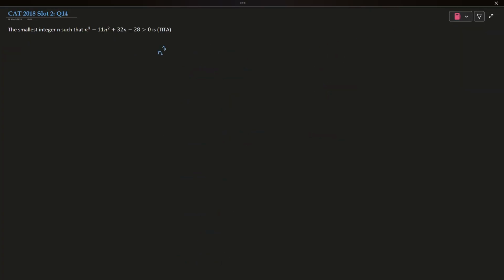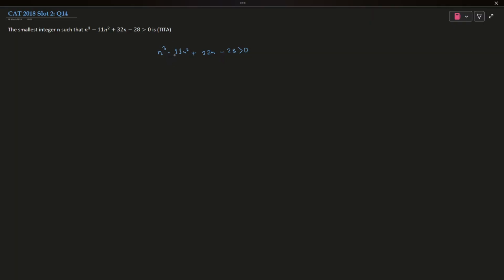N cube minus 11n square plus 32 times of n minus 28 is greater than 0. This is a cubic expression. If I can find one of the roots, it can have a maximum of 3 real roots, this cubic equation or cubic expression. If I can find any one root, I'll be able to find the rest of the roots. Let's try trial and error.